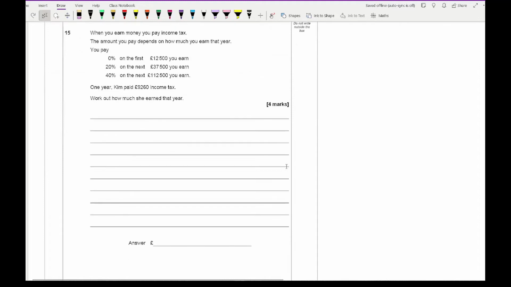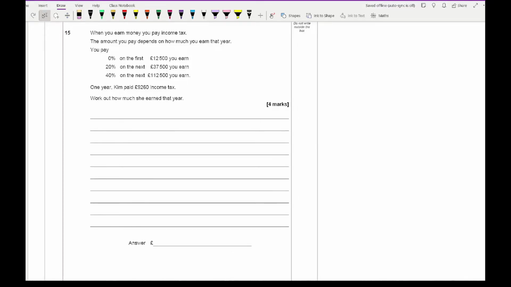Now moving on to our next question, question 15. It says, when you earn money you pay income tax. Unfortunately that is true. The amount you pay depends on how much you earned that year. So your pay is 0% on the first 12,500, 20% on the next 37,500 you earn, and then 40 pence on the rest of it. In 1 year Kim pays 9,260. Work out how much she has earned in that year.